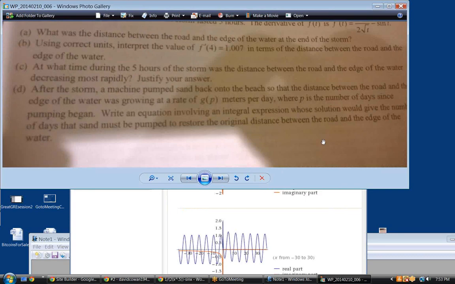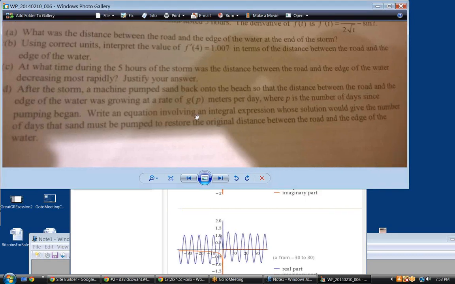After the storm, a machine pumped sand back onto the beach so that the distance between the road and the edge of the water was growing at a rate. So that the distance between the road and the edge of the water was growing at, shouldn't it be decreasing? Oh no. No, if they're pumping sand back on, it's increasing. Okay. And P is the number of days since pumping began. Write an equation involving an integral whose solution would give the number of days that sand must be pumped to restore the original distance between the road and the edge of the water.